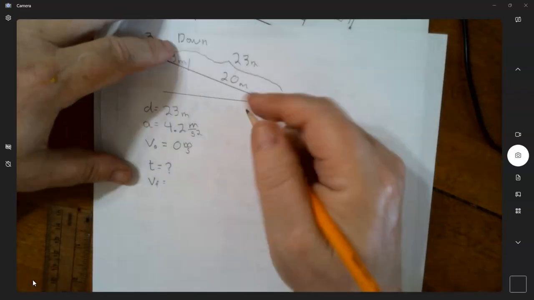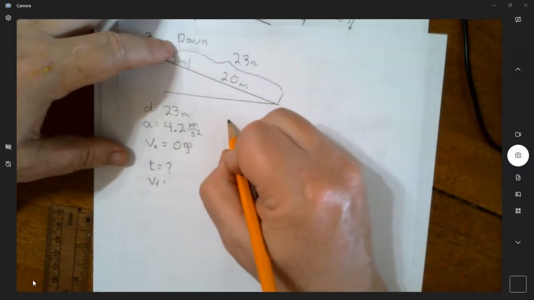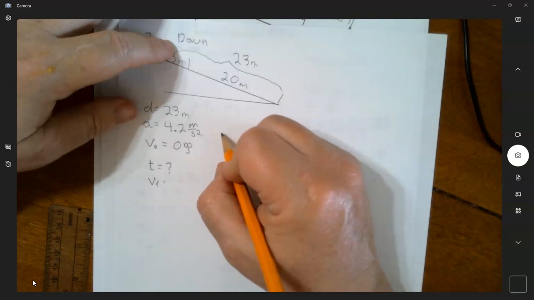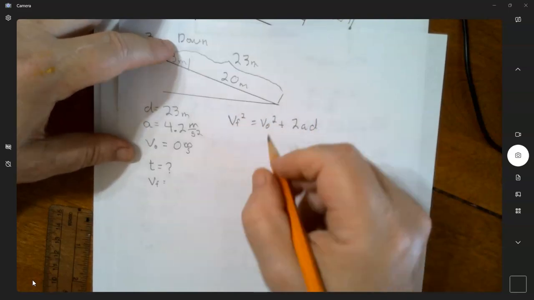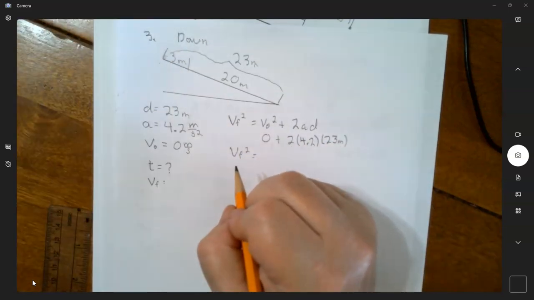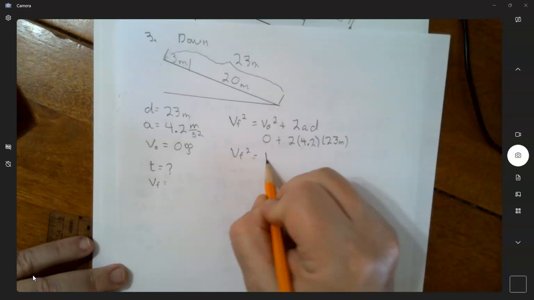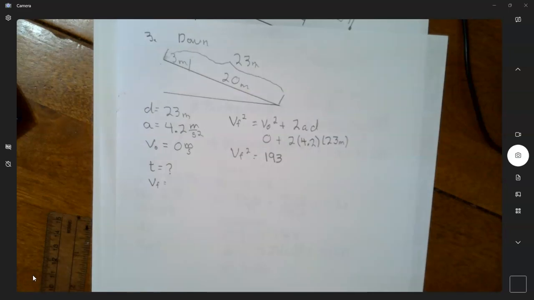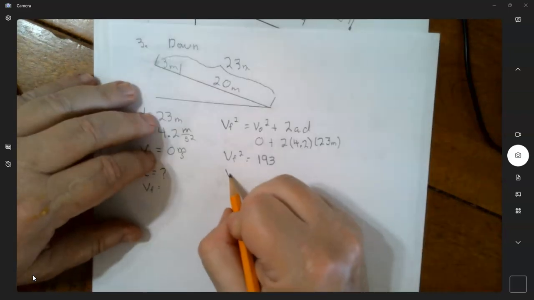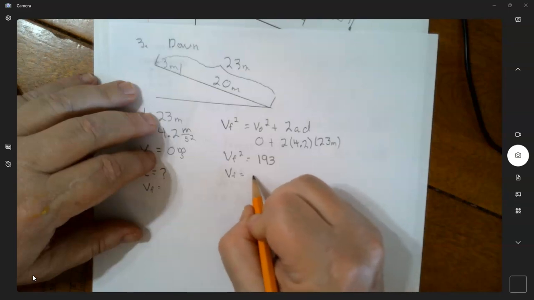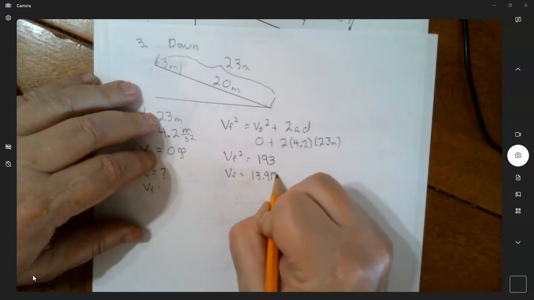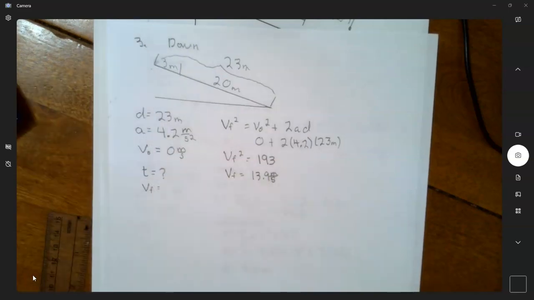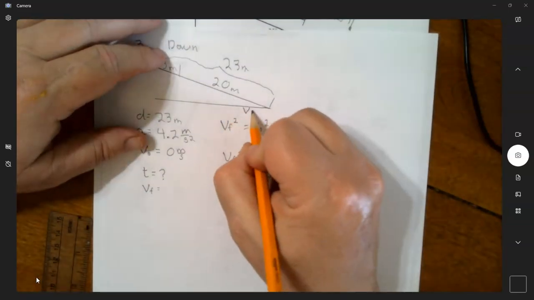Okay, so we can use the formula to get final velocity. We know V0, we know a, and we know the distance, so we can use this. Okay, so this equals 193. And we're going to just say that Vf is close enough. We're going to say it's 13.9 meters per second. Okay, so this is the final velocity here.